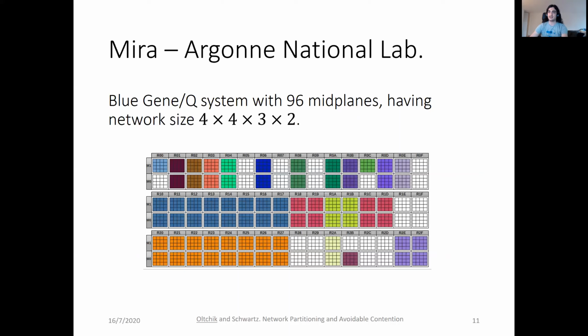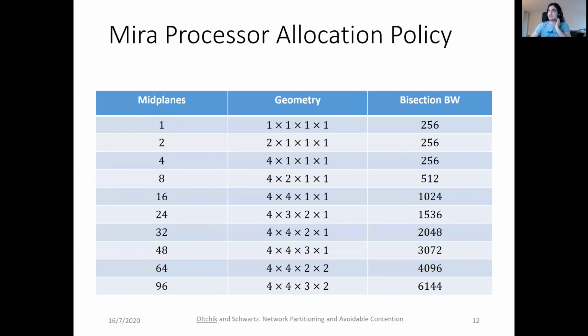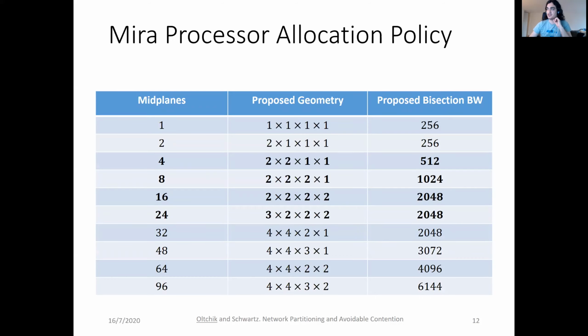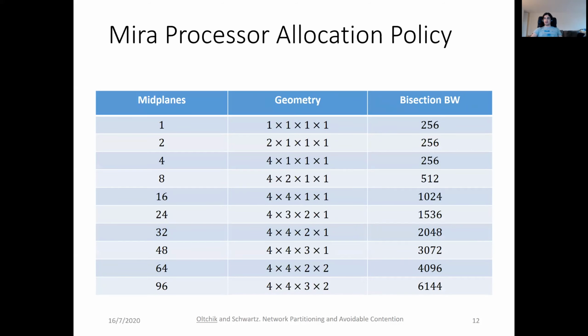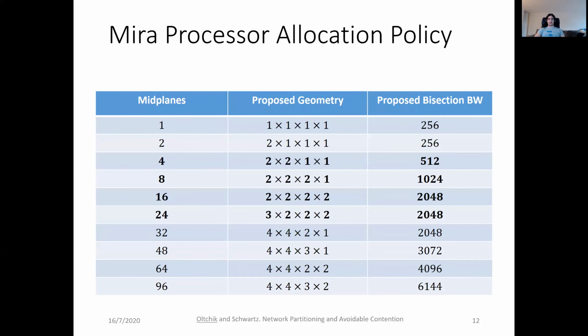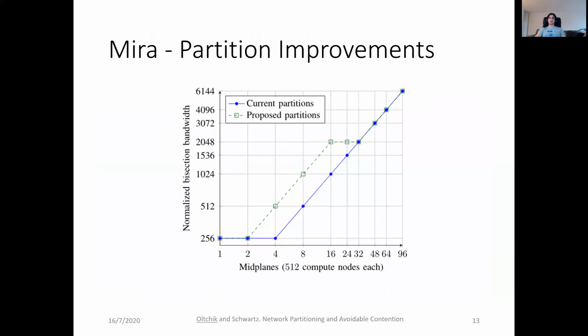So now let's talk again more specifically about Mira. As we said, it's a Blue Gene/Q system. It has 96 midplanes. This is what a midplane looks like. This is the processor allocation policy of Mira, and this is our modification. You can see that we have, in most cases, a twofold increase. Now, let's put this into a more graphical representation. And this is what it looks like.